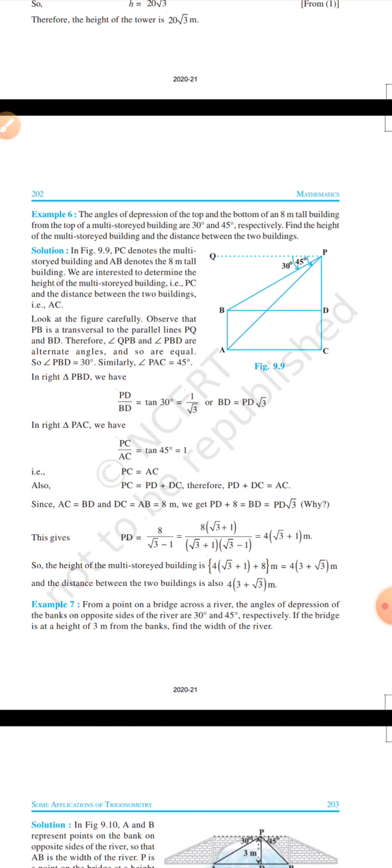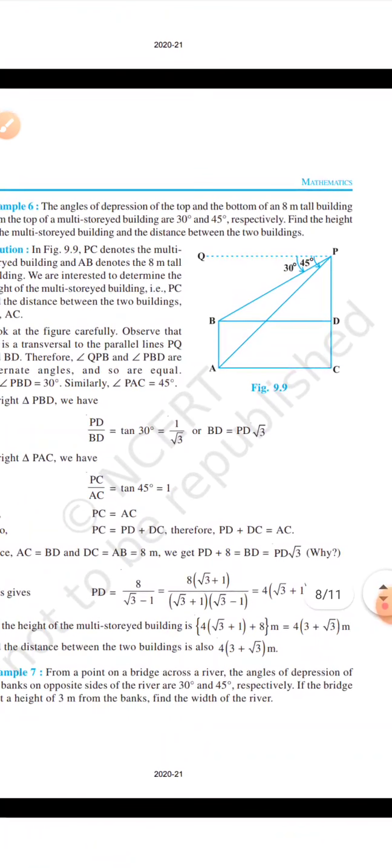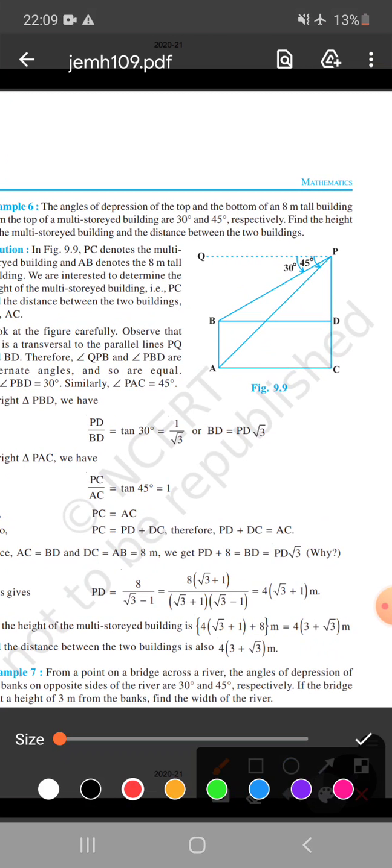Now an example 6: the angle of depression of the top and the bottom of an 8 meter tall building from the top of a multi-storied building are 30 degree and 45 degree respectively. Find the height of the multi-story building. So in this figure, this side AB is our 8 meter tall building which we are viewing from a multi-storied building, that is PC. PC is our multi-story building.